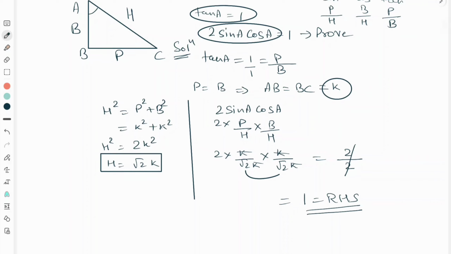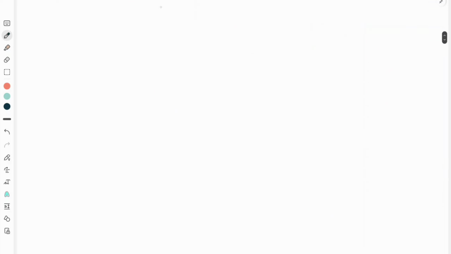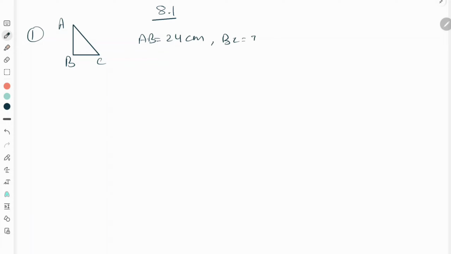So now let's move to exercise 8.1. In question 1, we have a right angle triangle, right angle at B, and in question we have AB equal to 24 centimeter, BC equal to 7 centimeter, and we have to find sine A and cos A.